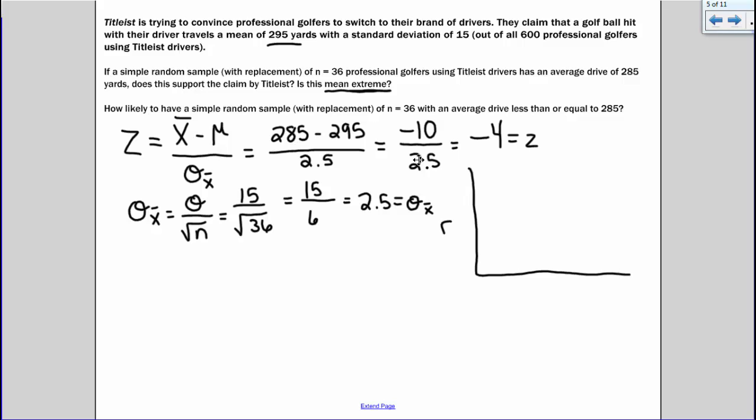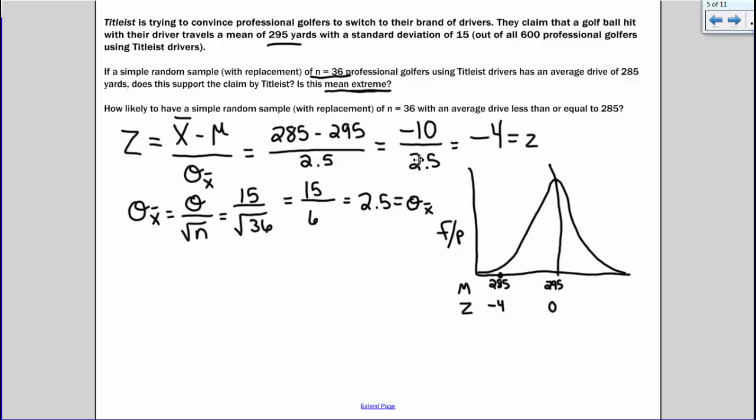and again, I'm representing my sampling distribution, which represents the frequency or the probability. You can think about probability as well, because probability is based on frequency, of every single sample mean of 36 that could be drawn from this population just due to chance. So if we're looking at this sampling distribution, the mean for the population is supposed to be 295. The z-score for that is 0. And with our sample mean of 285, we get a z-score of negative 4. That's like way out here, right?